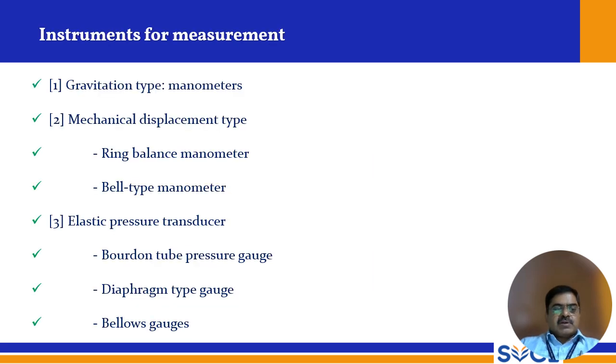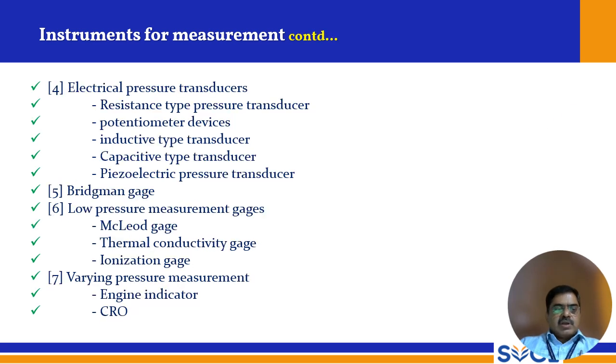Instruments for measurement: gravitation type manometers, mechanical displacement type ring balance manometer, bell type manometer, elastic pressure transducer, Bourdon tube pressure gauge, diaphragm type gauge, bellow gauges, electrical pressure transducers, resistance type pressure transducer, potentiometer devices, inductive type transducer, capacitive type transducer, piezoelectric pressure transducer, Bridgman gauge, low pressure measurement gauges such as McLeod gauge, thermal conductivity gauge, ionization gauge, varying pressure measurements such as engine indicator, CRO.